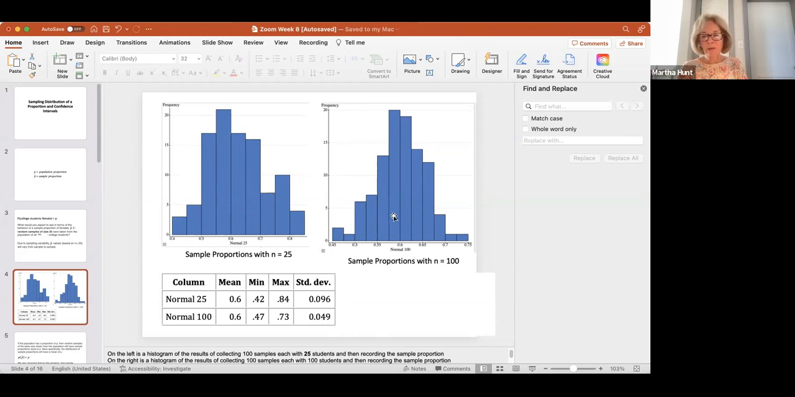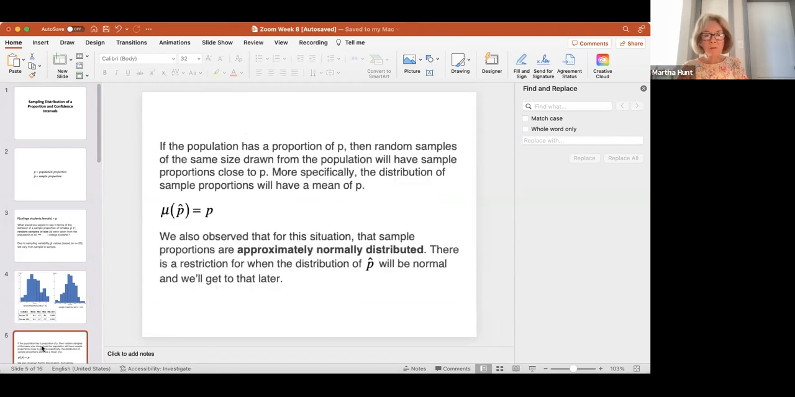They both look bell-shaped. What does that mean? That means that if you have a really large sample, the mean of the p hats, sample proportions, is going to be the real deal. And if the sample size is large, the p hats will be normally distributed.